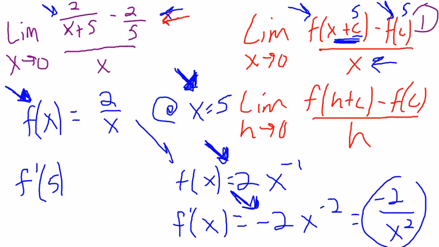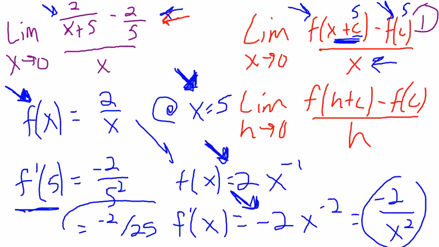Remember, that is the definition of a derivative at a point, at the point 5, so I need to plug in 5 to what I circled over on the right. So that's negative 2 over 5 squared, which is negative 2 over 25. Hopefully that helps.